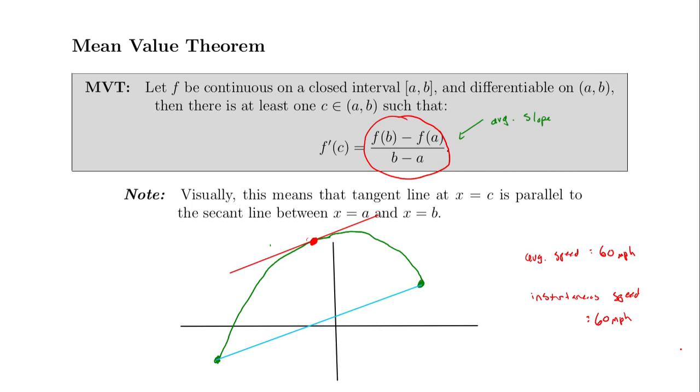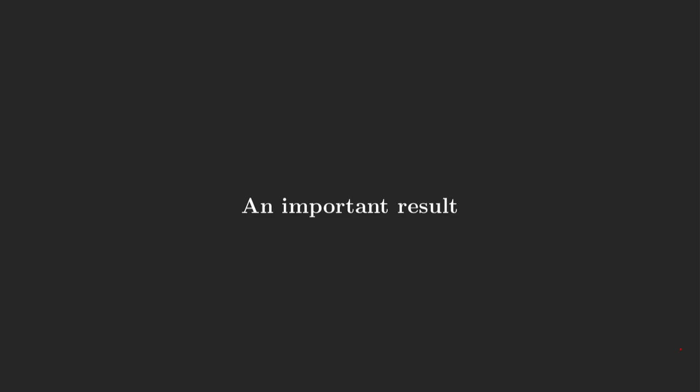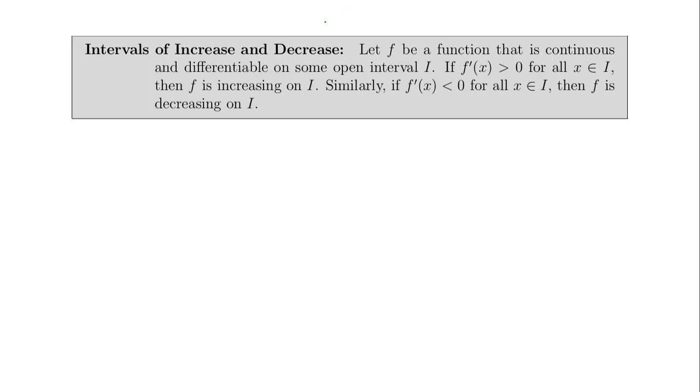State police could monitor that for whatever reason, and they could bring that to court, and that's justifiable evidence that at some point in there, I was going exactly 80 miles an hour, which is breaking the speed limit. So that's what the mean value theorem is. It's a way of connecting an average rate of change with an instantaneous rate of change at some point in the interval.